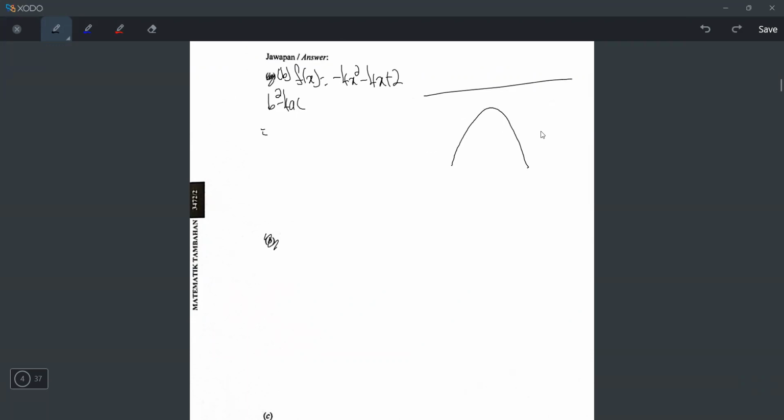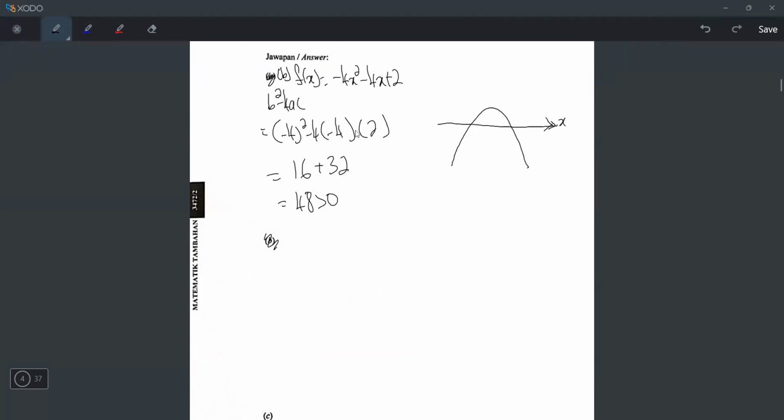So I will do b squared minus 4ac. My b is negative 4, my a is also negative 4, my c is 2. Let's see whether I get positive or negative. Here is 16, here is plus 32. So I get 48, which is bigger than 0. So I should draw my x-axis down here, because it has 2 different roots.